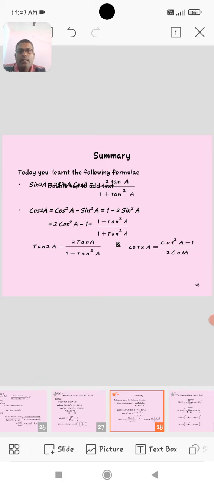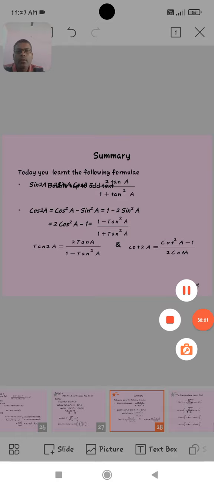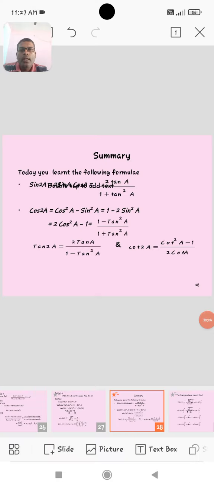Okay, now we see the summary. Today you learned the following formula: sin 2A is equal to 2 sin A cos A is equal to 2 tan A by 1 plus tan square A. And also the cos 2A formula: cos square A minus sin square A, and 1 minus 2 sin square A, and 2 cos square A minus 1, and also 1 minus tan square A by 1 plus tan square A. And tan 2A is equal to 2 tan A by 1 minus tan square A, and cot 2A is equal to cot square A minus 1 by 2 cot A.